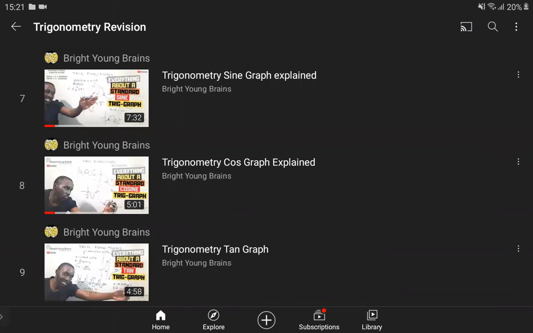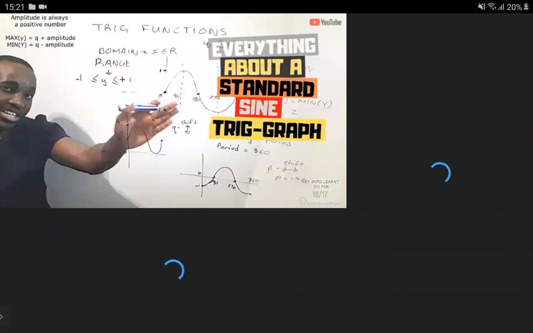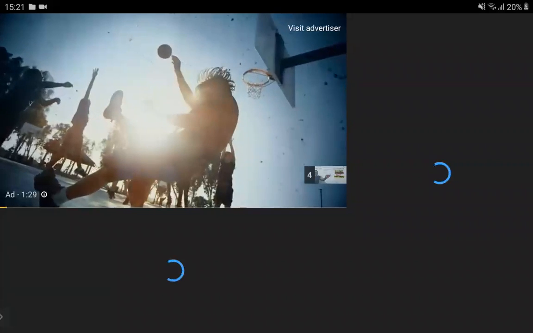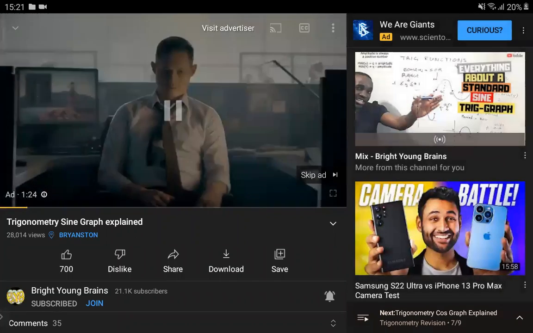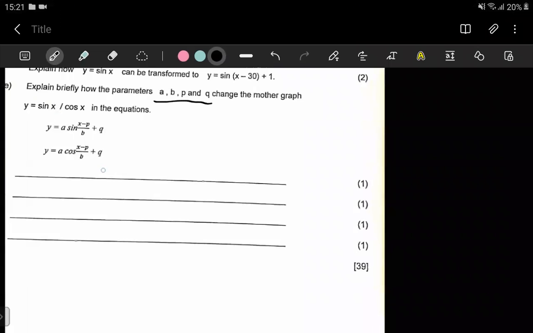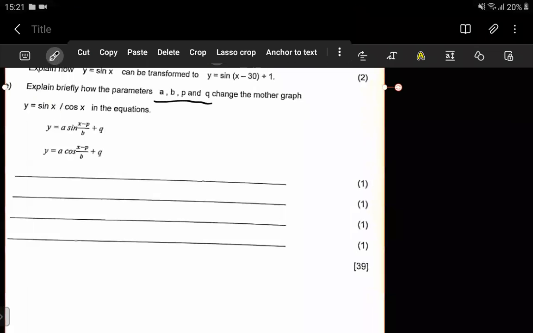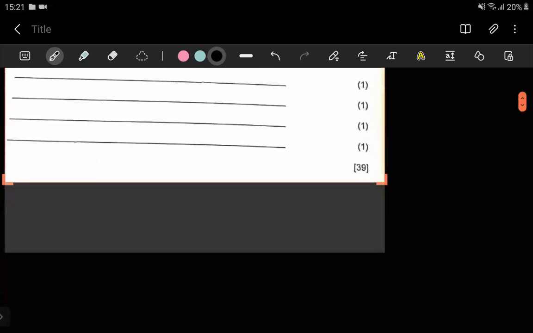Yeah, down here you see it says trigonometry sine graph explained, trigonometry cos graph explained, trigonometry tan graph, and the different variables of our graph are basically also showcased here. But let me not waste time showcasing this, because you can always look at that whenever. So here, to start off, what we need to understand is what the standard graph even looks like.